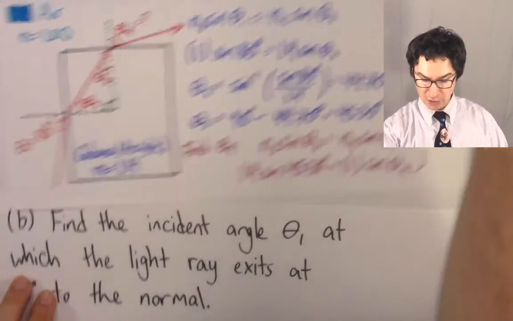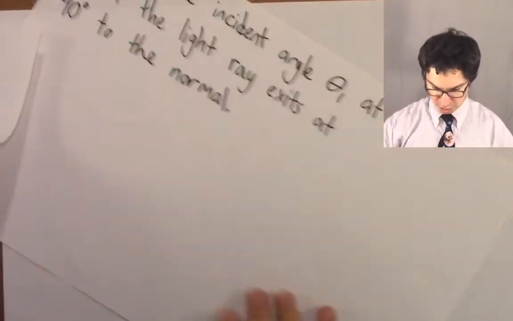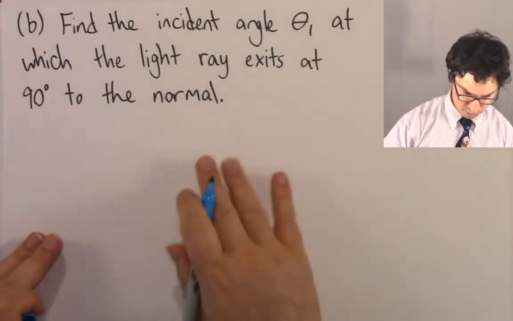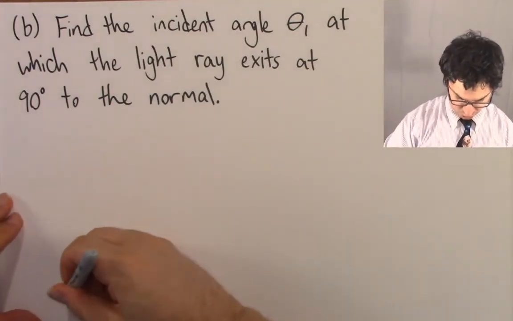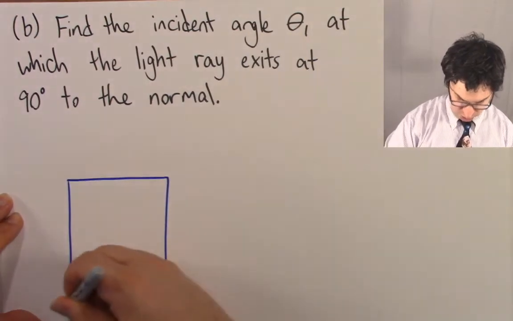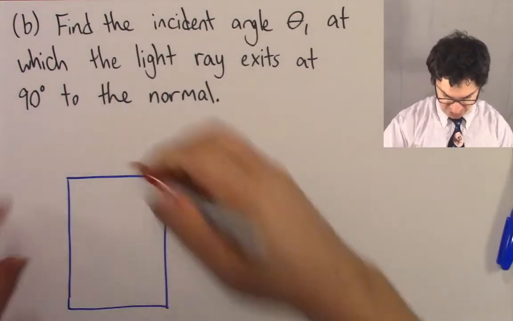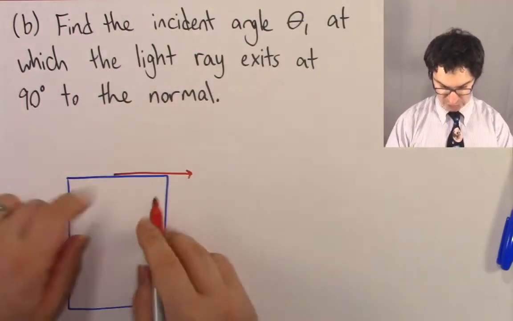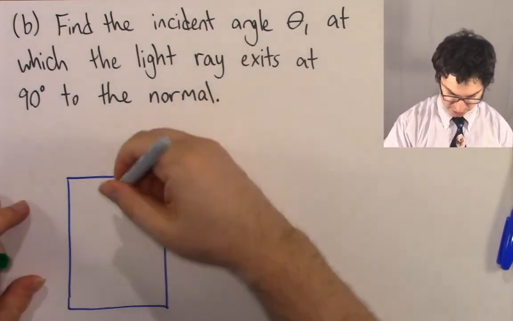So our strategy here is going to be, well, let's redraw our diagram really quick. So we have our rectangular prism here, like so. We know that our exit ray, we want to be perpendicular to the normal. So here's our exit ray right here. The normal, of course, is our dotted line right here.